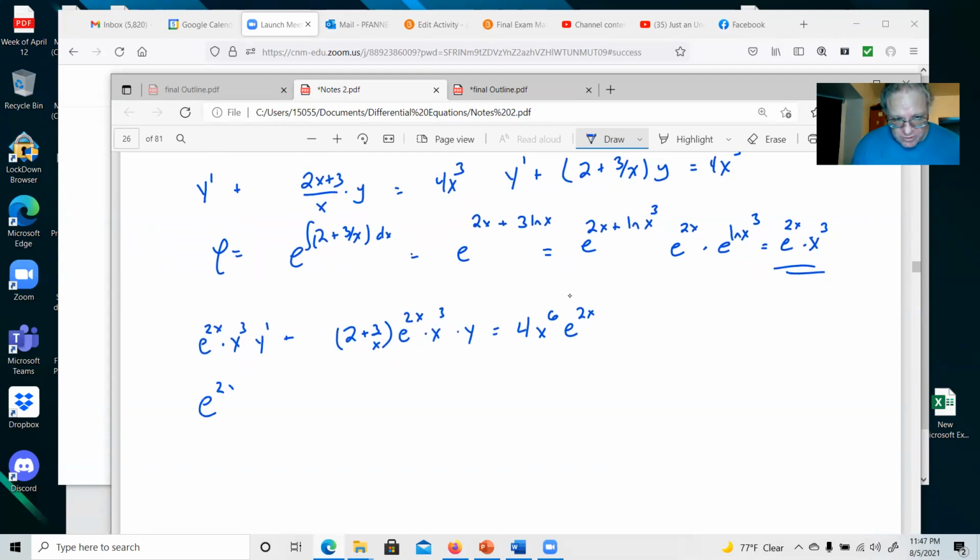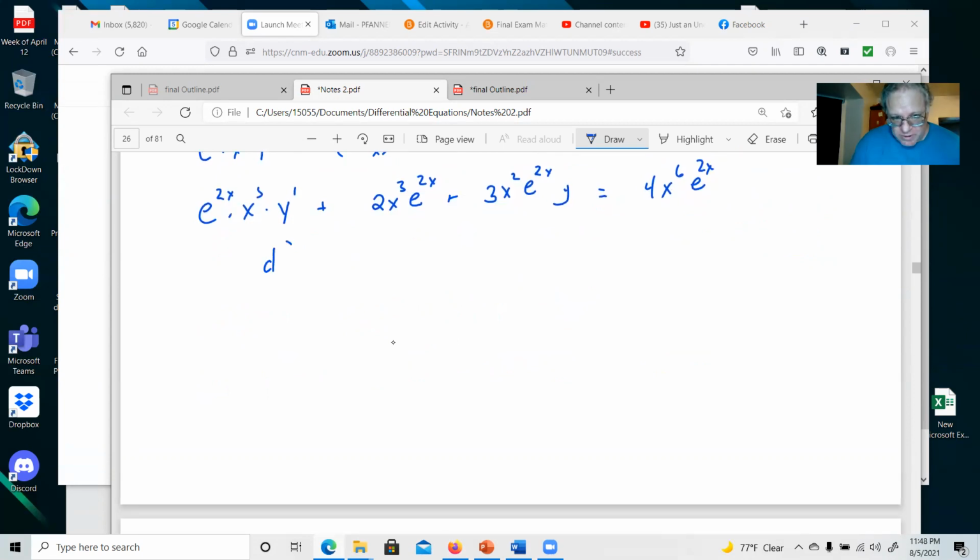Okay, so we have e to the 2x times x cubed times y tick plus, here we have 2x to the 3 e to the 2x, right? Plus 3x squared e to the 2x y, and that is equal to 4x to the 6th e to the 2x. All right, not too bad. So that's going to be the derivative of, right, and this is e to the 2x times x cubed. Oh, sorry.